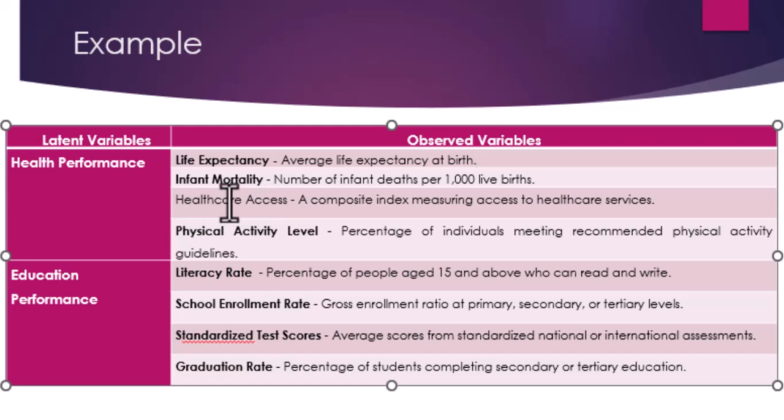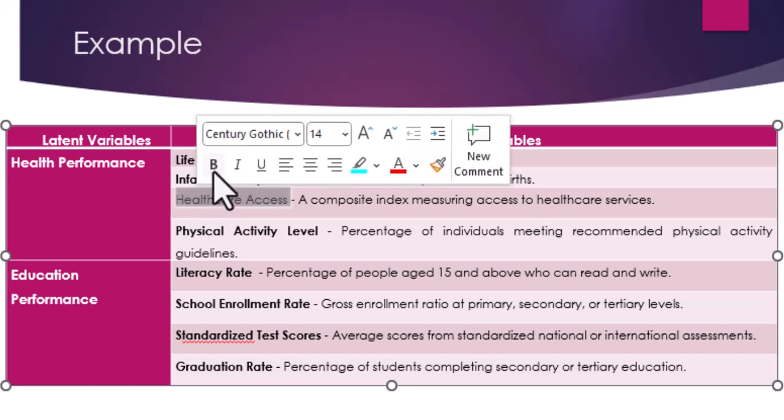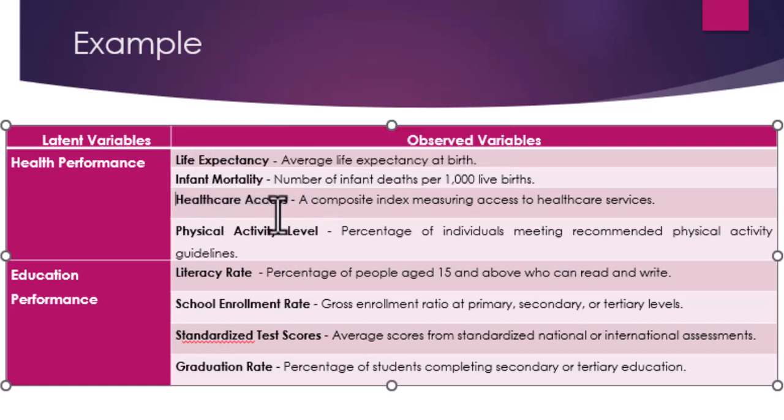Another observed variable is health access. Another one is physical activity level, the percentage of individuals meeting recommended physical activity guidelines. So you see, for observed variables, you are able to measure them. When you combine the life expectancy, infant mortality rate, healthcare access, and physical activity level, you can tell the health performance. Now the health performance is a latent variable.